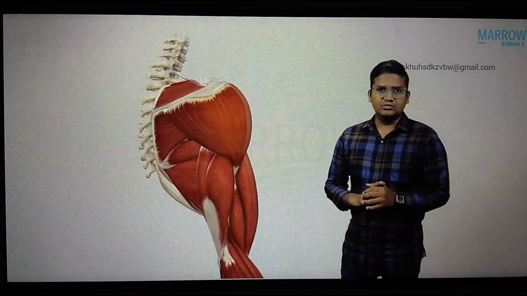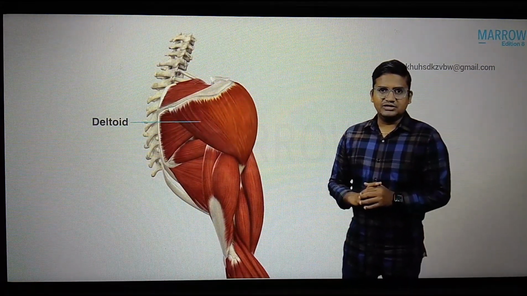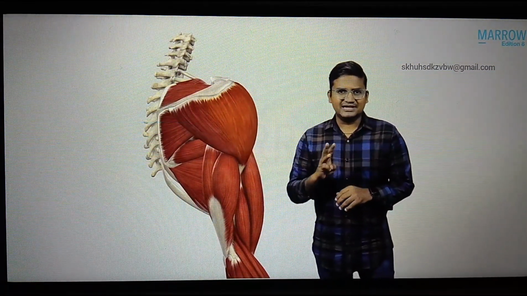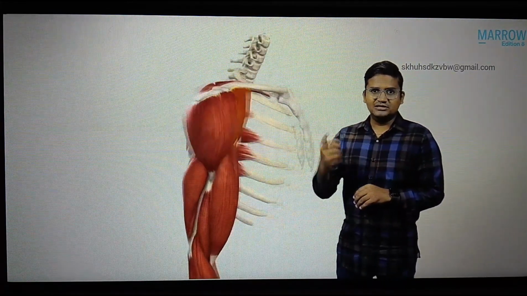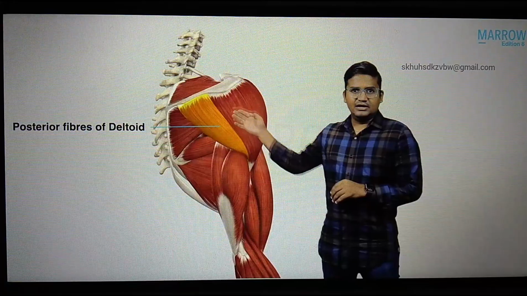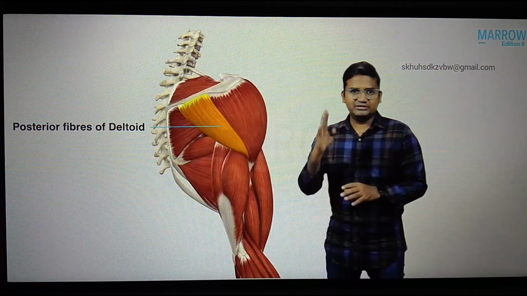Now here we are seeing the deltoid muscle, three heads. This is the anterior fiber, this is the middle fiber, and this is the posterior fiber. So we have three fibers.